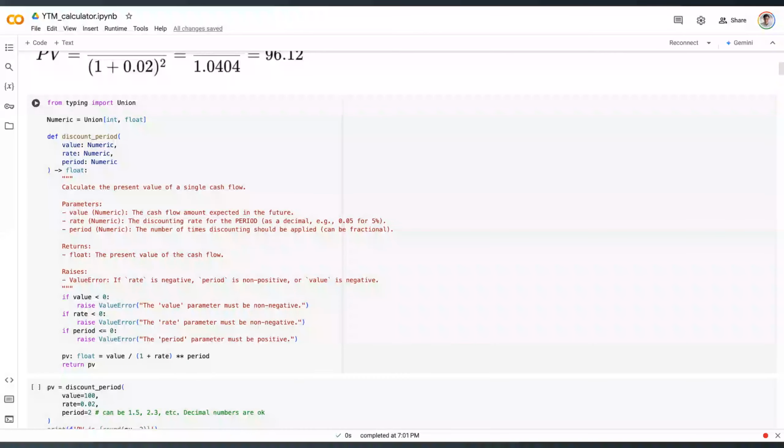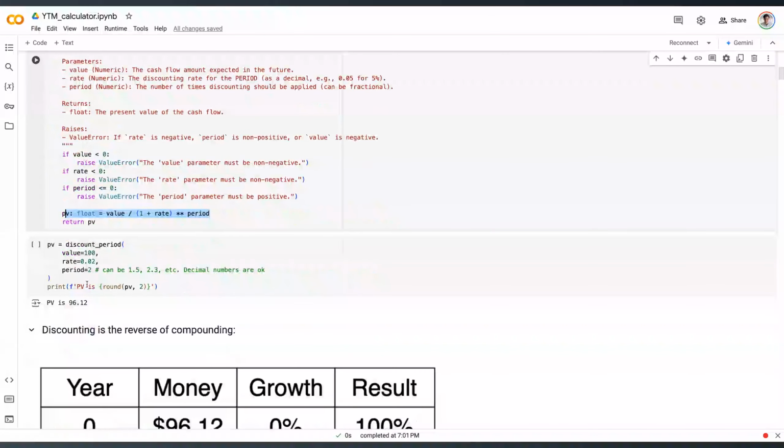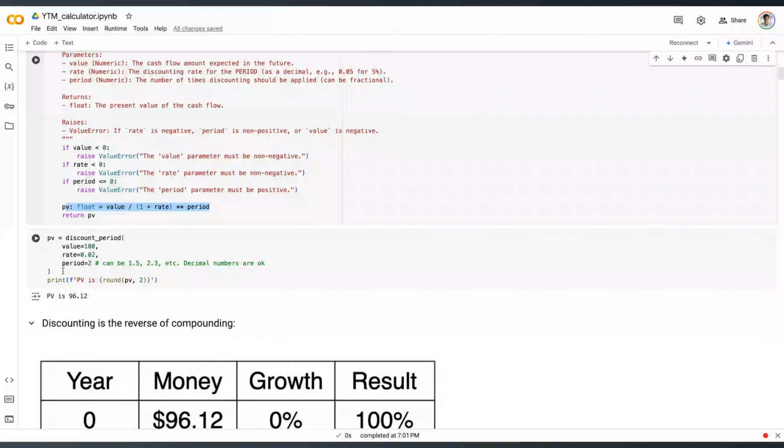The implementation of the discounting logic is very simple in Python. It's literally just this one line. And you can apply discounting to different periods. It could be decimal numbers. For instance, if you need to discount a future value in a year and a half, you can use decimal numbers.